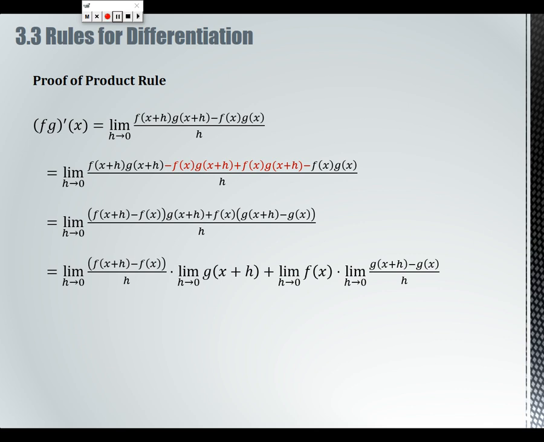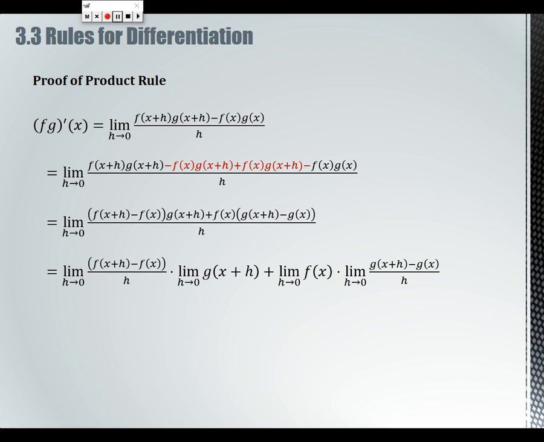Now, what happened to the first f of x plus h? It's still here. So when you multiply g of x plus h times this, you get this. And when you multiply g of x plus h times this, you get this. And this part over here is this part. Think about it.